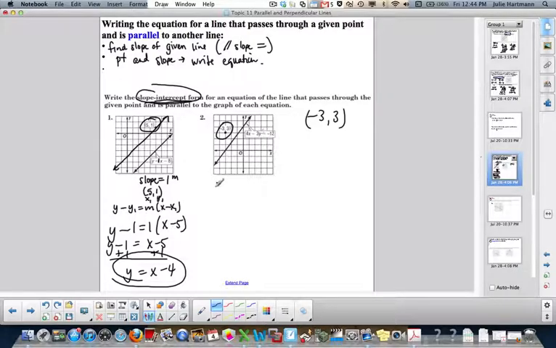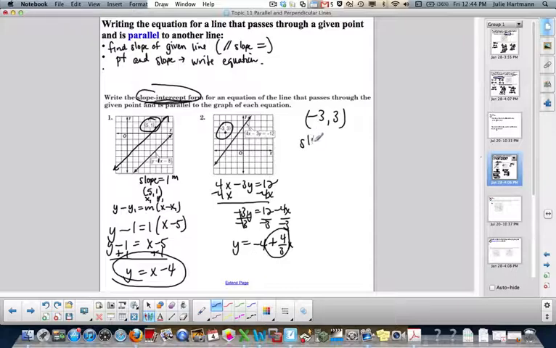4x minus 3y equals 12. Solve that for y, so minus 4x. Negative 3y equals 12 minus 4x, and then divide by negative 3. We get y equals negative 4 plus 4/3 x. So 4/3 is our slope. So the parallel slope is the same. So our slope equals 4/3.